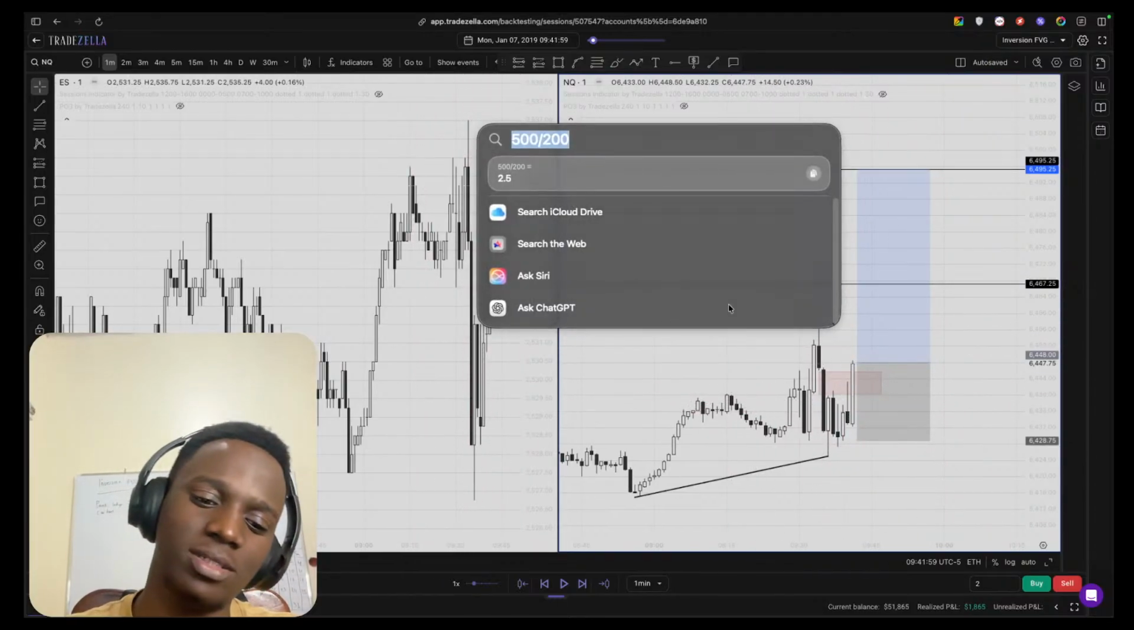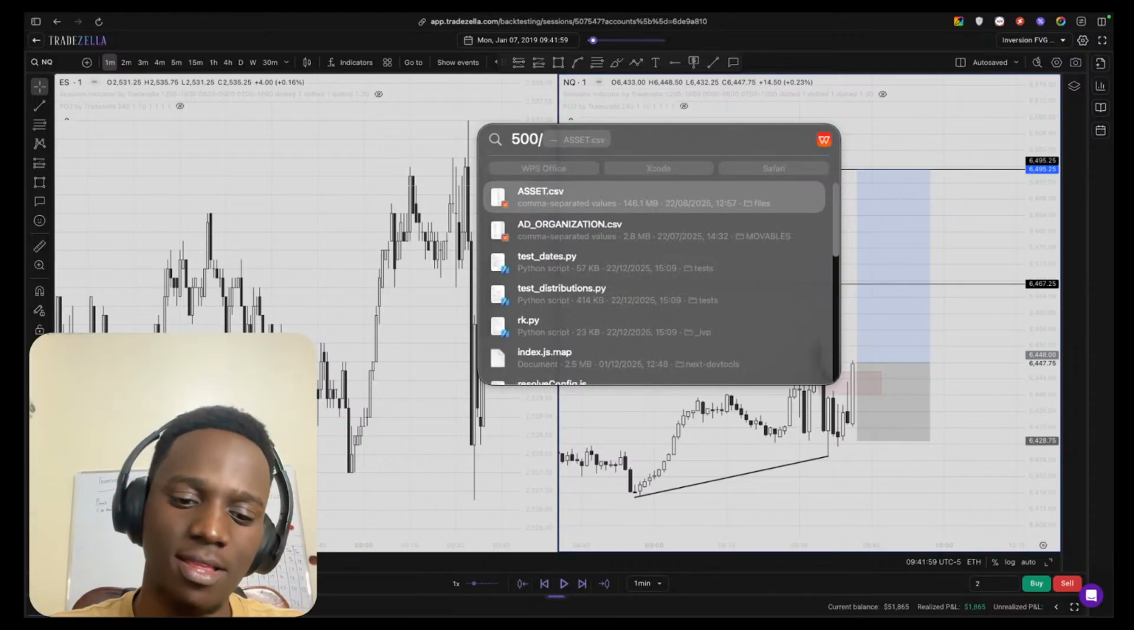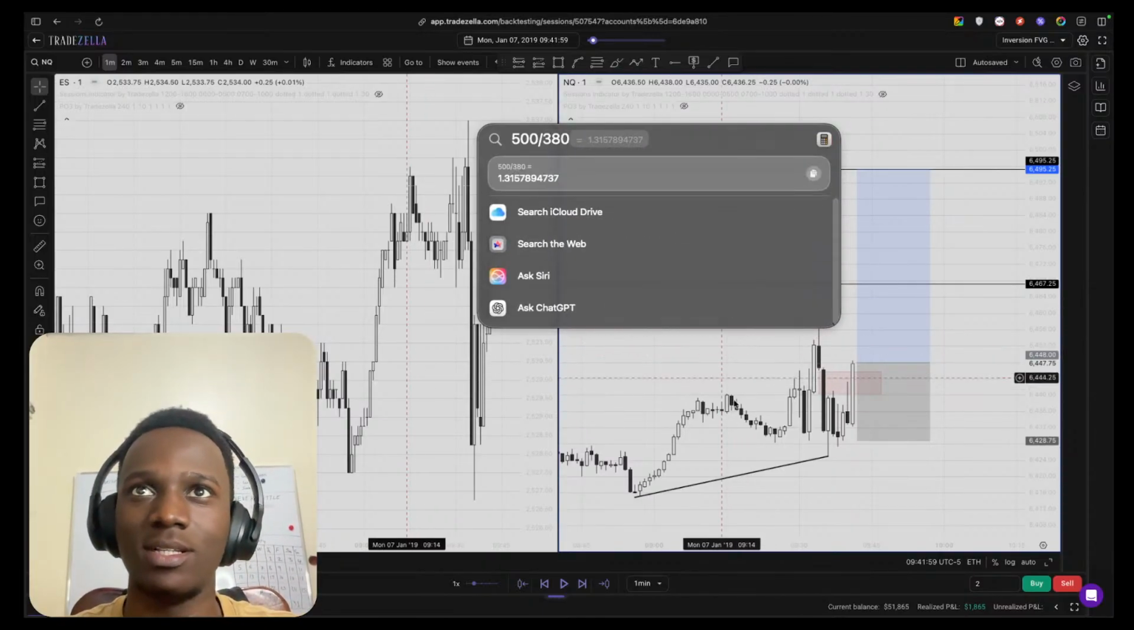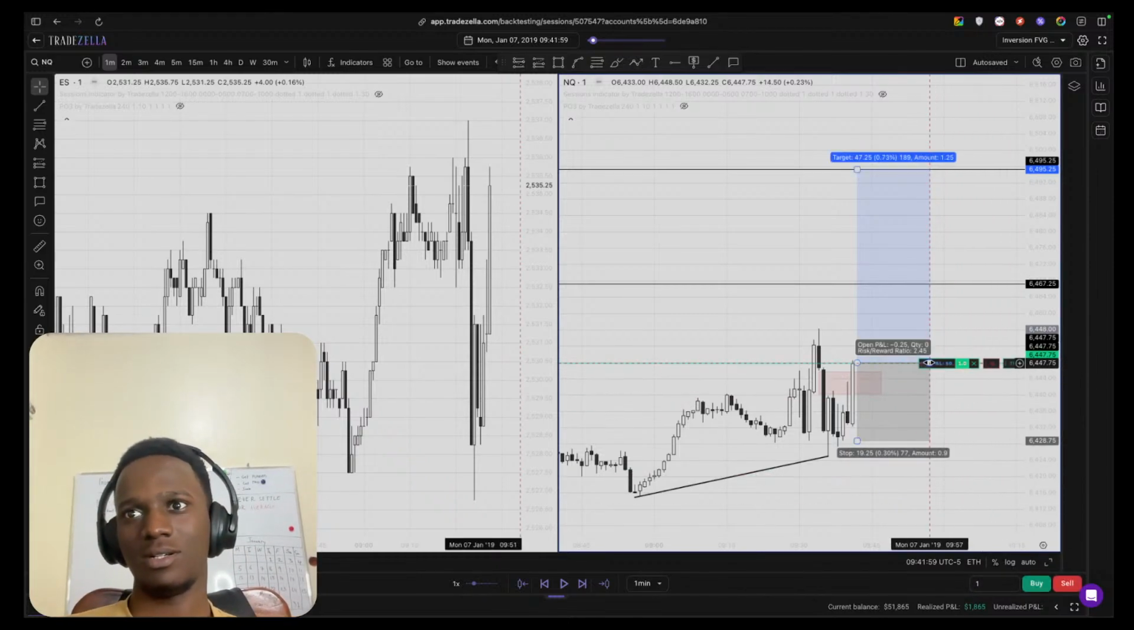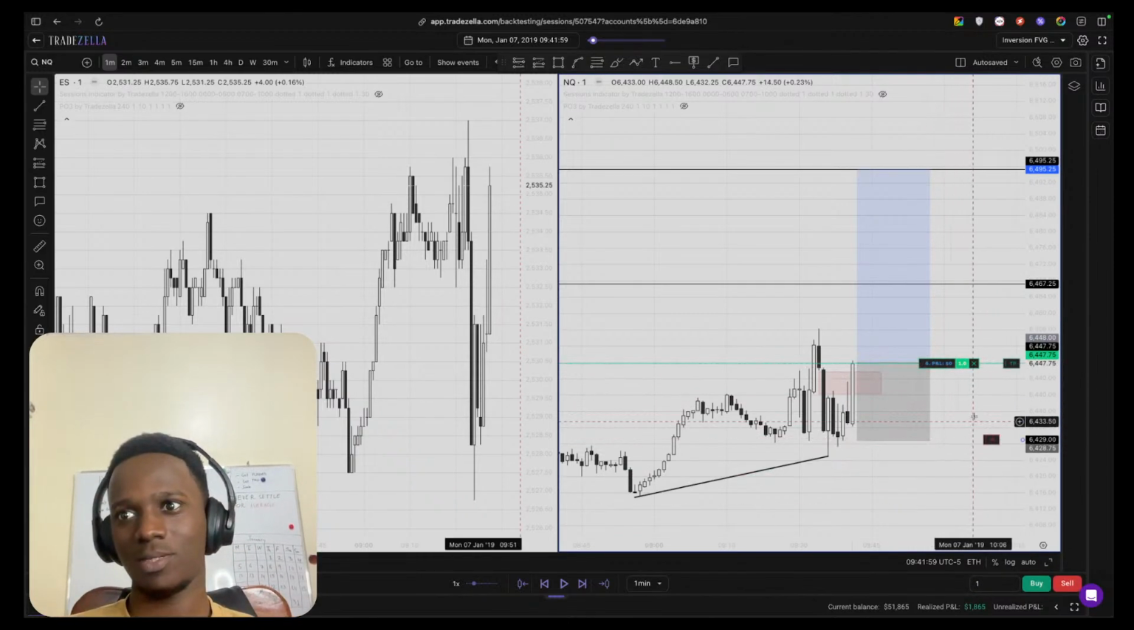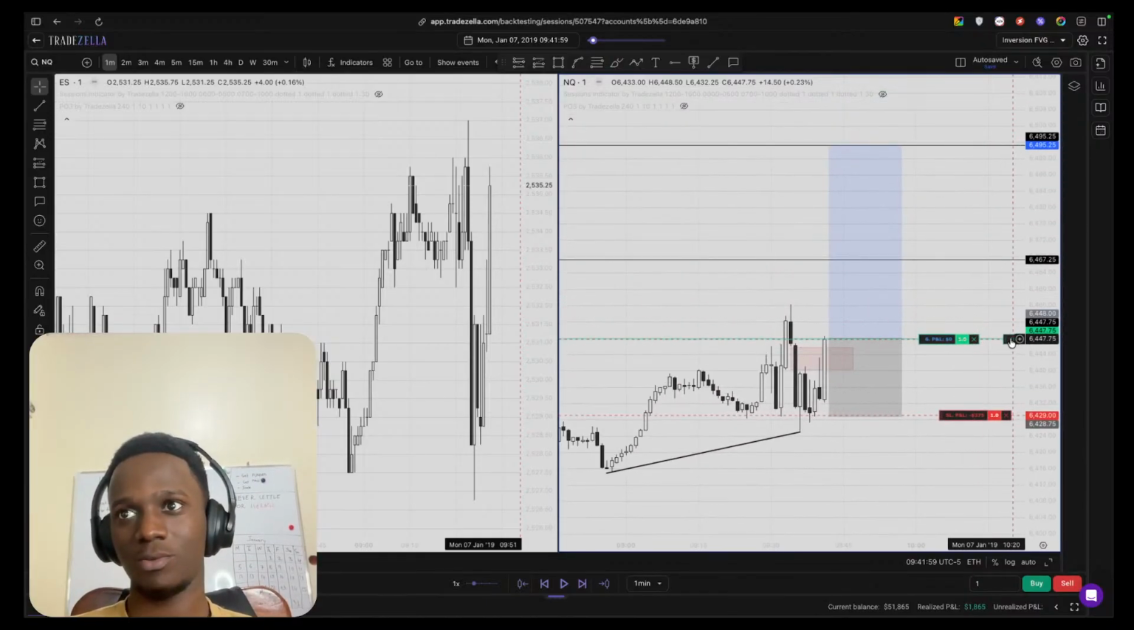So this will be like 500 over, I think it's 38, so 380. That's 1 micro. Man, trading with NQ is really hard. Why wasn't MNQ here? Now take profit will be at this high here.